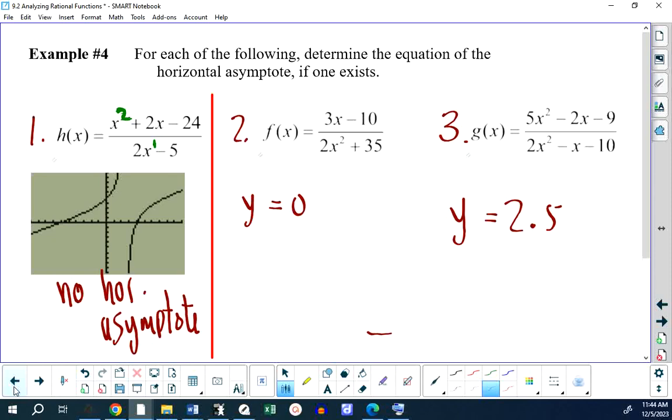At x equals 10 million, do we really care about this minus 24? No. And at x equals 10 million, we don't even care about the 2x. We care about the x squared. So at incredibly large values of x, on the top, these two things might not even be there. It might as well not be there. And on the bottom, this 5 might as well not even be there. And what you end up with is x over 2. One of the x's cancels. So it's just going to keep getting bigger and bigger. As x gets bigger, the whole thing's going to get bigger.